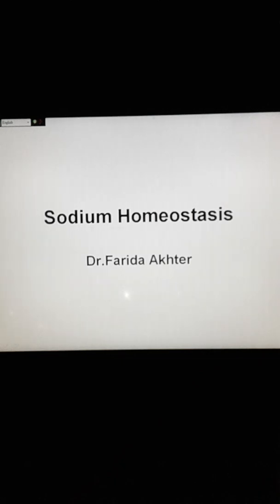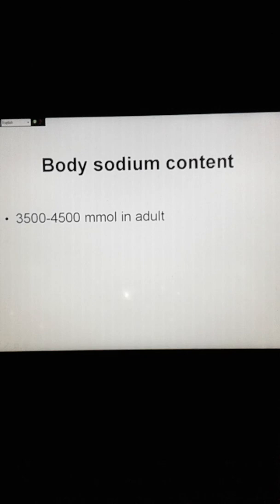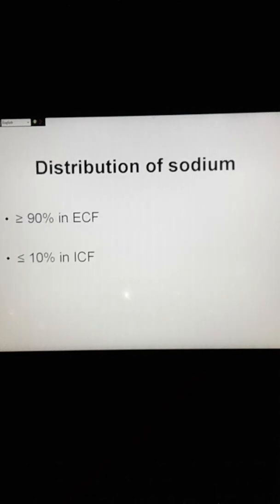First comes the body sodium content. There are about 3500 to 4500 millimole of sodium in a 70 kg adult male. This total sodium is distributed in our body in both extracellular fluid and intracellular fluid. As sodium is the major cation of extracellular fluid, the majority of this sodium is found in the ECF, that is, more than or equal to 90% of sodium is present in ECF, and only less than or equal to 10% is distributed in intracellular fluid or ICF.